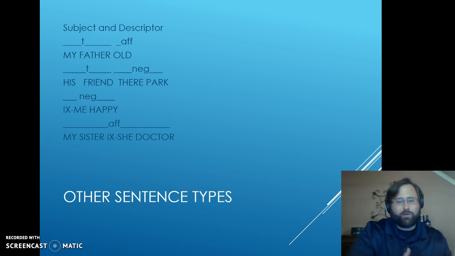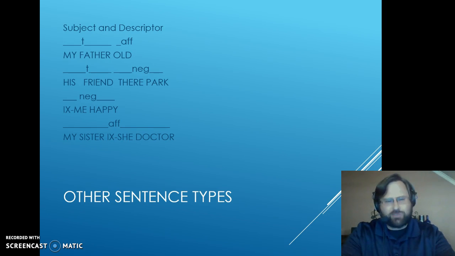Topics are always background information. So you could have the subject as part of the topic, but you'd never have the descriptor or the verb, whether the descriptor happens to be an adjective, an adverb, a prepositional phrase, or even a noun, as in the last sentence.